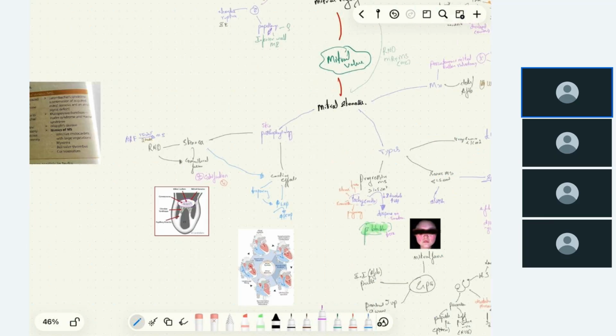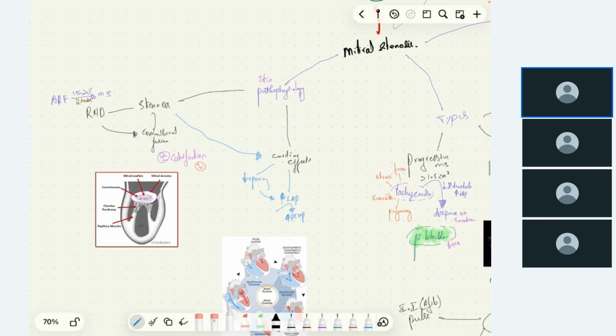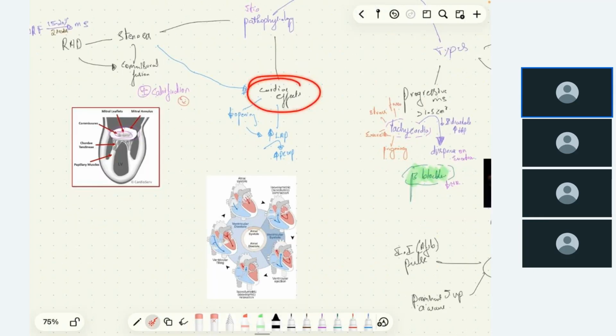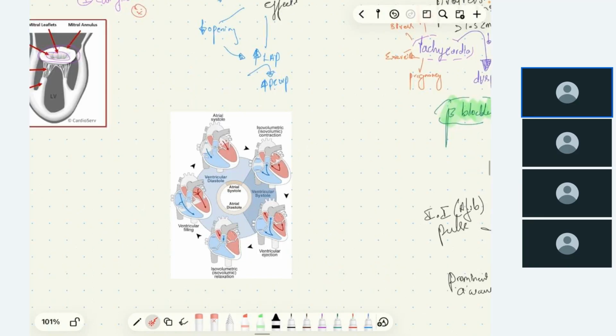Now, what is happening in the heart due to mitral stenosis? When there is reduced area at the atrioventricular valve on the left side, there is reduced opening, leading to impaired emptying of left atrial blood into the left ventricle. Before studying all about cardiac effects, let's briefly review the physiology of the cardiac cycle.